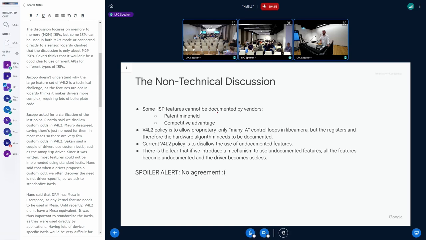You can control putting in one or two frames of black, white, green, and then seeing denoising. You can do it. No, because the control loop that controls the memory-to-memory ISP interacts with the live sensor as well. We have a light sensor.